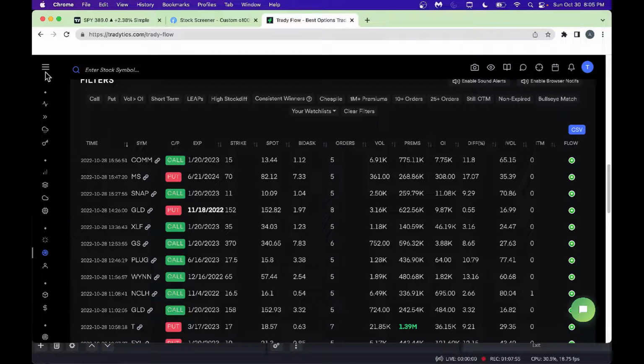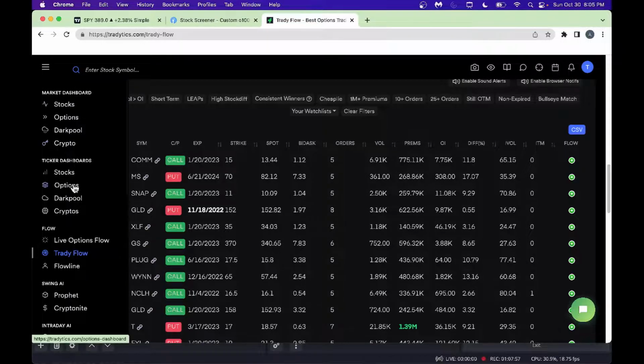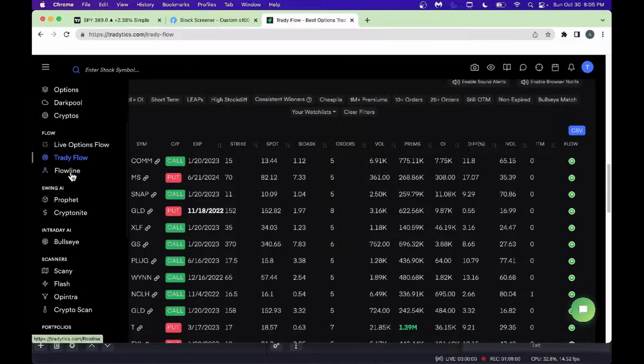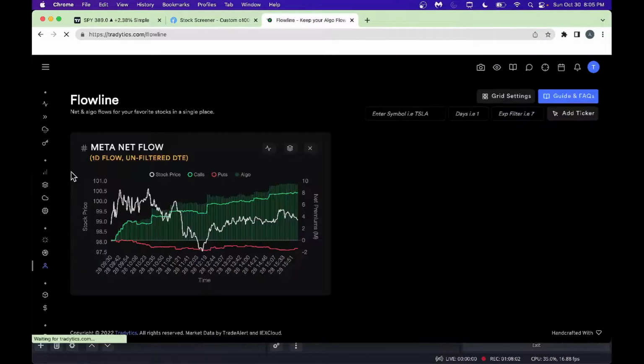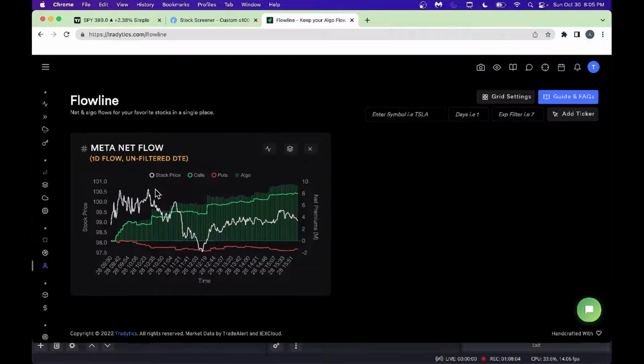All right, now let's look at a few more here. So we are on the trading flow. Next is the flow line here. You could also look at the flow line. Look, you got Meta right now, net flow here. You could change it as usual. It tells you what's going on here. There is an algo flow right here.